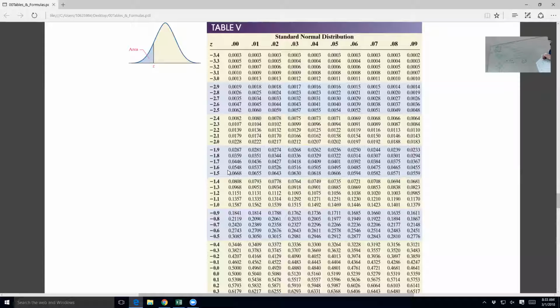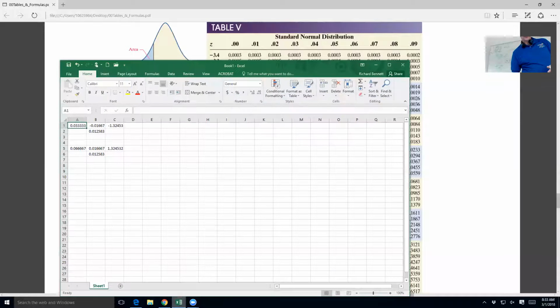Okay. So this is kind of a generic problem. Let's do a real problem here. Go ahead and open up Excel. Just open up a new page.